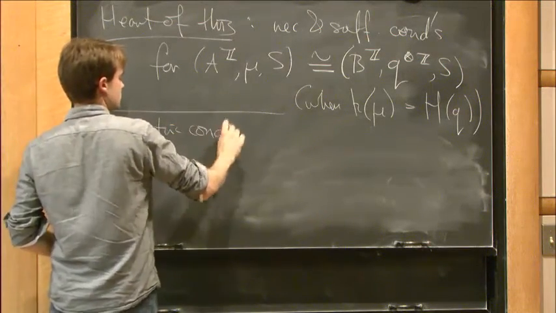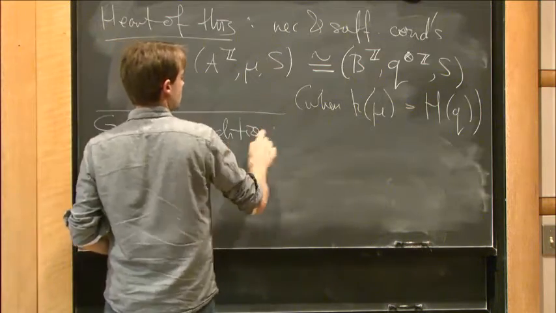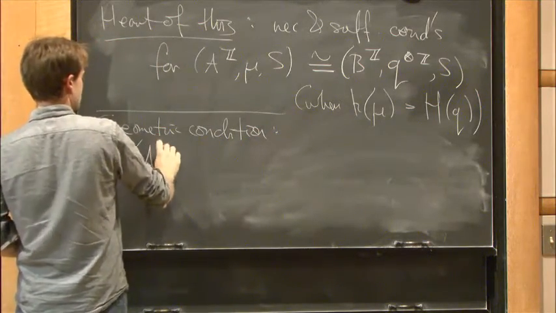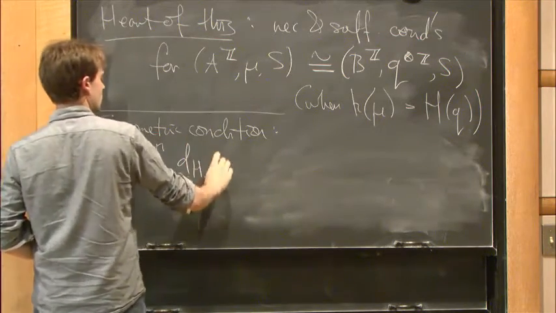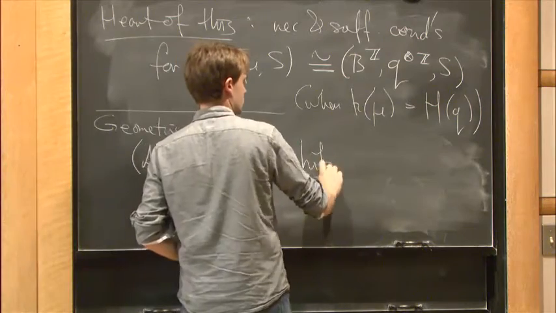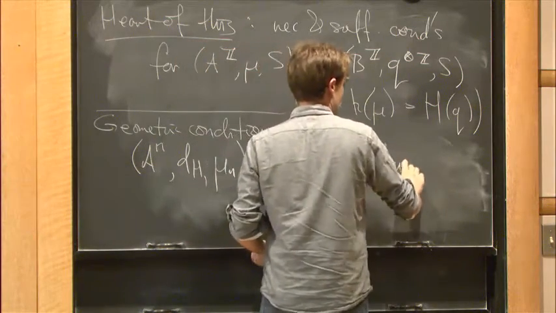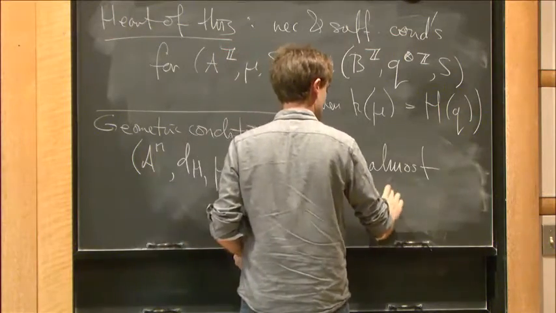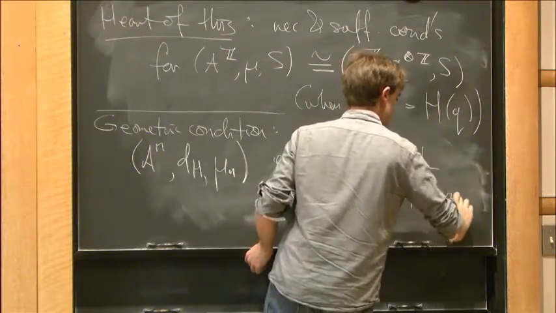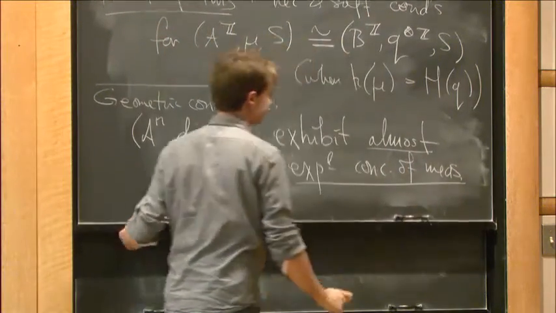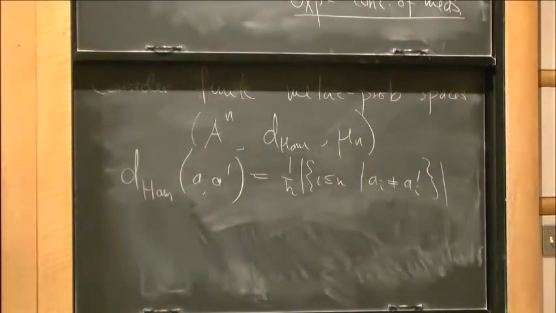So I'm going to state it and then explain a little bit what it means. This holds if and only if these spaces A to the n with the Hamming metric and the marginal measures exhibit almost exponential concentration of measure. Tell you what that means. But I'm guessing many people here know what concentration of measure means, one sense or another.